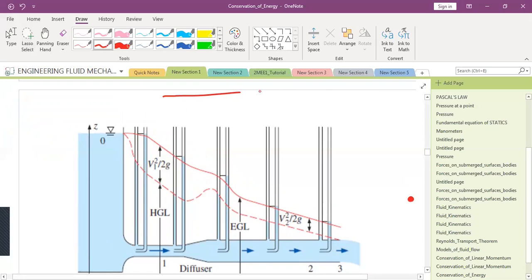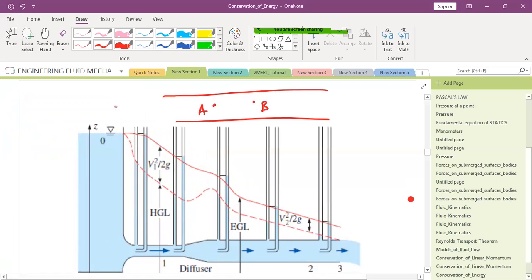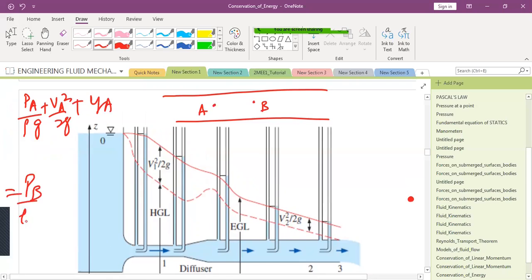ठीक है, तो अब आप ये देखिए, ध्यान से देखिए, यहाँ पे मैंने एक पॉइंट ए ले लिया, दूसरा पॉइंट यहाँ पे बी ले लिया, तो मुझे क्या पता है अगर इनविसिड रीजन है तो क्या होगा, पी ए अपॉन रो जी प्लस वी ए स्क्वायर अपॉन 2g प्लस वाई ए, this should be equal to पी बी अपॉन रो जी प्लस वी बी स्क्वायर अपॉन 2g प्लस वाई बी.